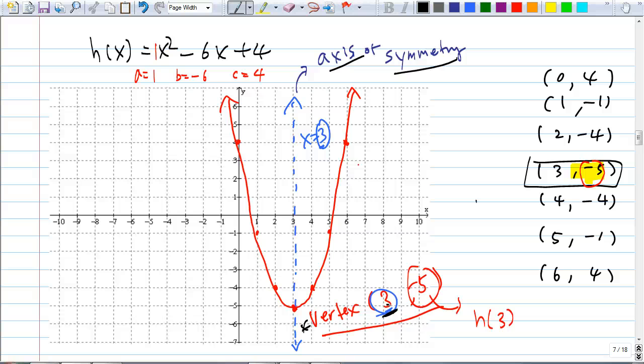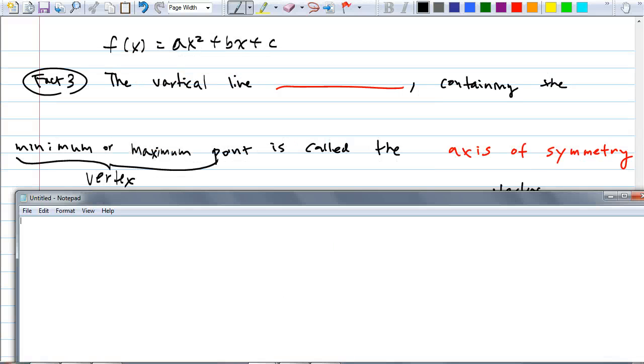Let me see. So now that we have learned that, who thinks, for f of x equals ax squared plus bx plus c, what the equation is of the vertical line that contains the minimum or maximum point, which is the vertex? When this vertical line goes through the vertex, it's called the axis of symmetry. What is the equation of this thing for this general formula?